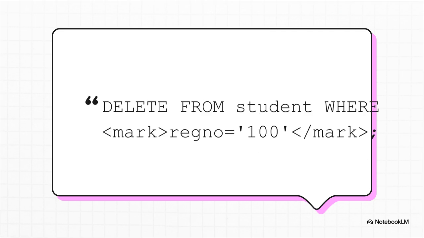And it's the exact same story with delete. Let's say a student leaves the school. We can delete them from the student table. But again, that where clause is absolutely critical. It makes sure we only remove the student with that specific registration number. If you forget that where clause, you could accidentally delete everyone. Yikes.